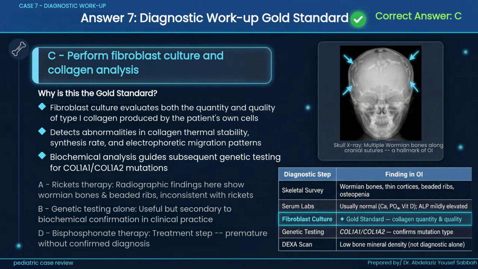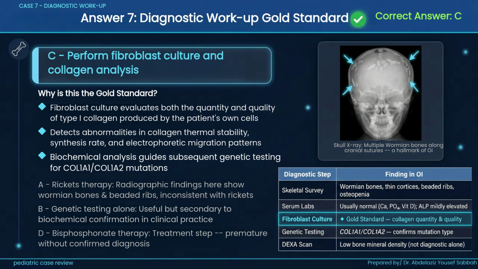This is the gold standard diagnostic test for osteogenesis imperfecta. Fibroblast culture evaluates both the quantity and quality of type 1 collagen produced by the patient's own cells. It detects abnormalities in collagen thermal stability, synthesis rate, and electrophoretic migration patterns. Biochemical analysis then guides subsequent genetic testing for COL1A1 and COL1A2 mutations.